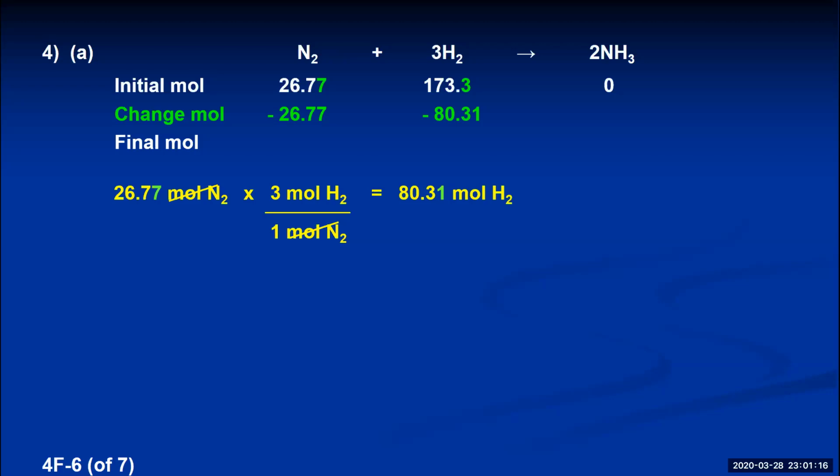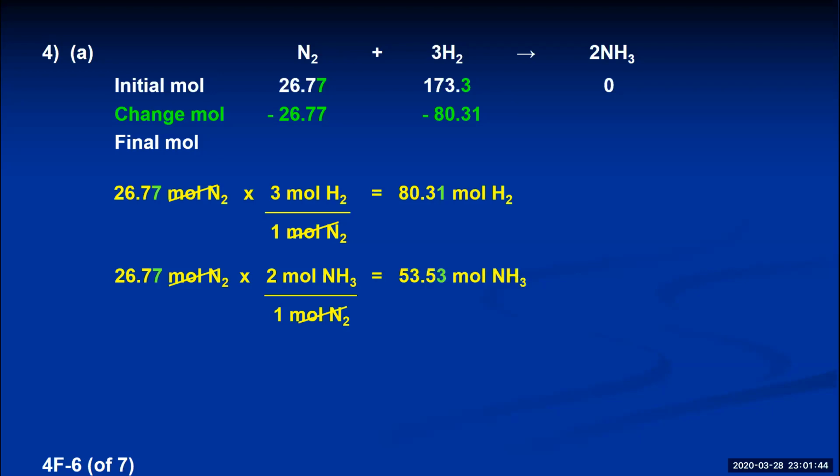So we're going to have 26.77 moles of nitrogen react with 80.31 moles of hydrogen, and now we have to predict how many moles of ammonia will be produced. It's actually a 1:2 ratio from the nitrogen. So if I just take my 26.77 and double it, that'll be the number of moles of ammonia that'll be produced. But if you want to do it officially, use the mole ratio between nitrogen and ammonia, which is 1 mole of nitrogen to 2 moles of ammonia. So that's essentially multiplying by 2. So we're going to produce 53.53 moles of ammonia. So in our change line under the ammonia, 53.53.